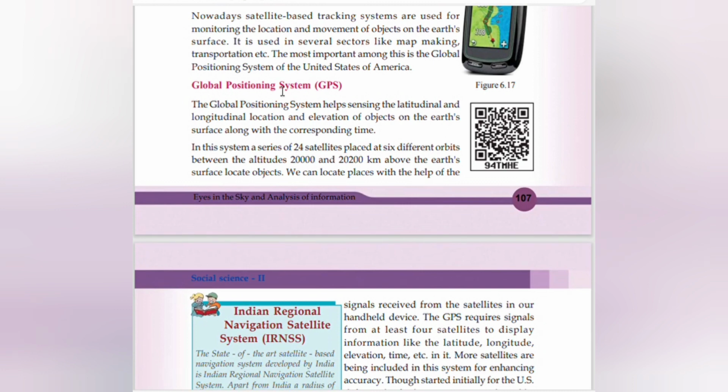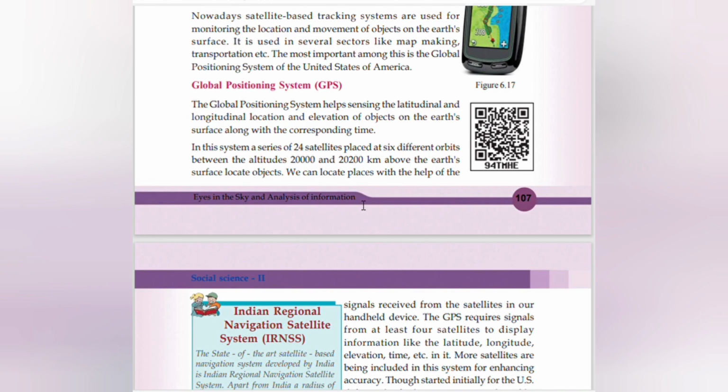Global Positioning System. A global positioning system helps in sensing the latitudinal and longitudinal location and elevation of objects on the Earth's surface along with the corresponding time. In this system, a series of 24 satellites placed in 6 different orbits between the altitude 20,000 and 20,200 km above the Earth's surface locate objects.